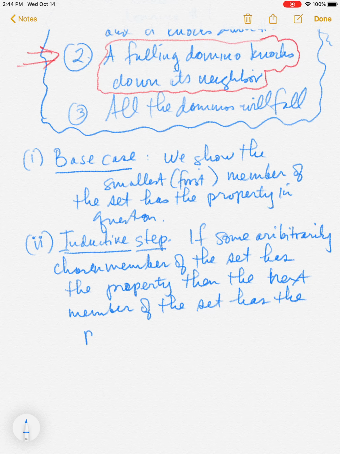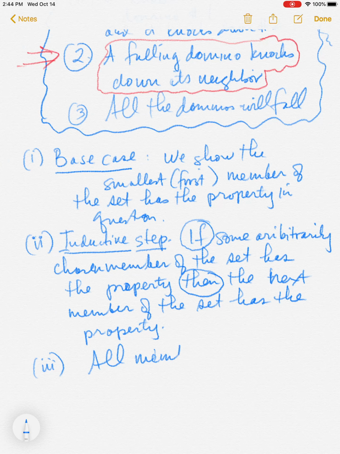Whatever the property is you're trying to show that every member of an infinite set has. And then, so if you've showed the base case, and note that if you show the base case, the first guy's got the property, right? And then you show the inductive step, which is a conditional claim. If some arbitrarily chosen member of the set has the property, then the guy next to him, the next member of the set, has the property, then finally you can conclude that all members of the set have the property.